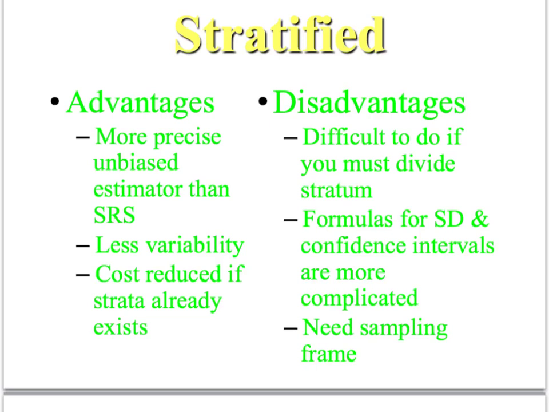A disadvantage, though, is if your strata are not already there for you, then it's difficult to divide those into categories at times. And then when we have to use formulas for standard deviation and confidence intervals, which we'll talk about later, those can be more complicated. And you also need a sampling frame, which sometimes, remember, is nearly impossible to get. Now, if we're talking about a list of people in a school, sampling frames are easy to get because schools already have lists of people in the school.